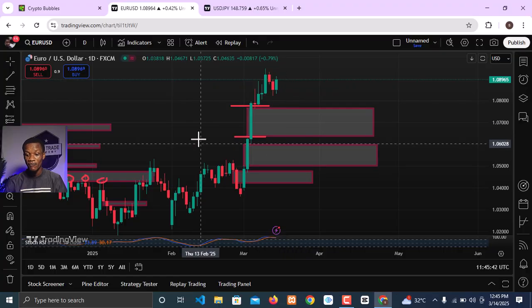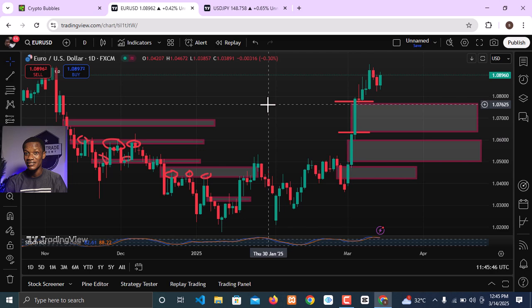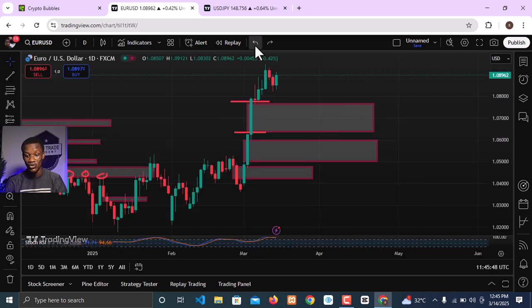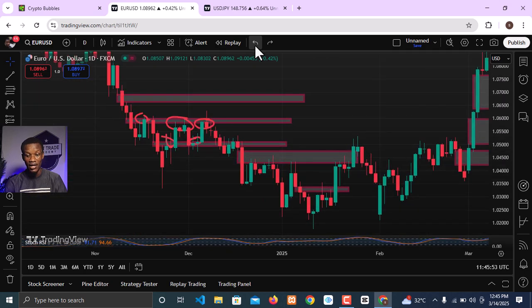Now, if you understand the market from this perspective, it will be very easy for you to trade fair value gaps. So the first thing is identification of fair value gaps and which one is mitigated and which one is not mitigated. That is very, very important, as you can see on the price action right here.